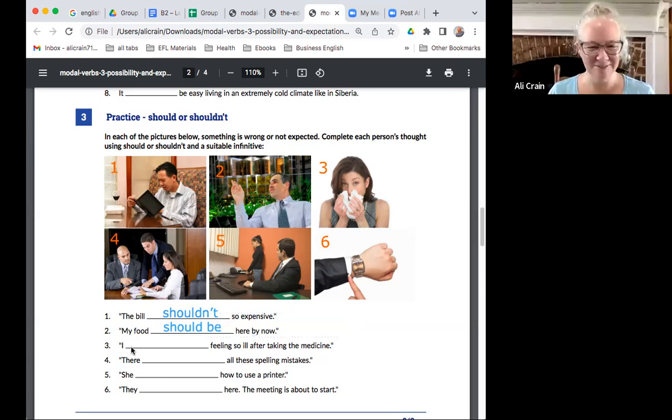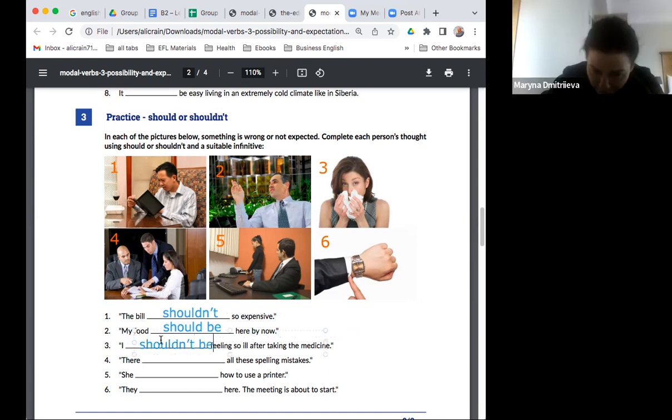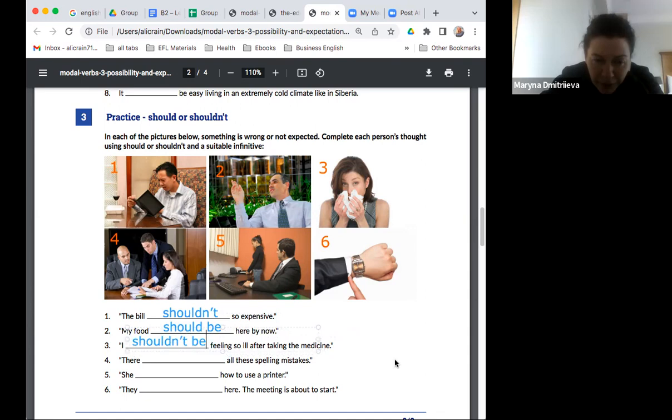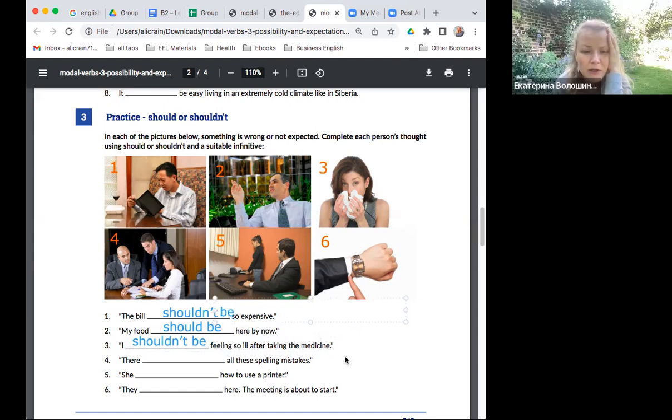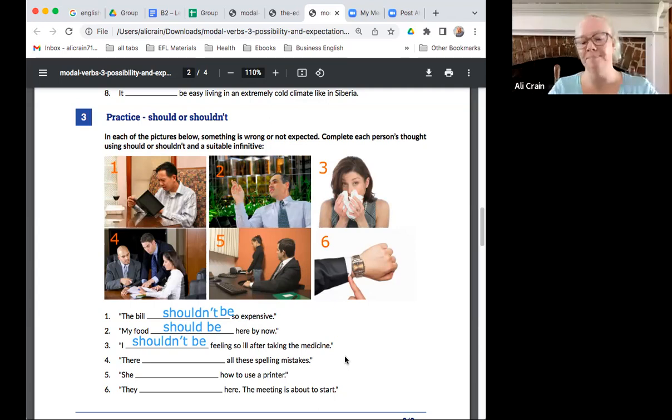Okay, Elena, number 3. I shouldn't be feeling so ill after taking the medicine. Here, I would say without "be," because we have "feeling." If there was just "feel," then without "be," I think. I shouldn't feel so ill. Correct. Thank you, Katya.